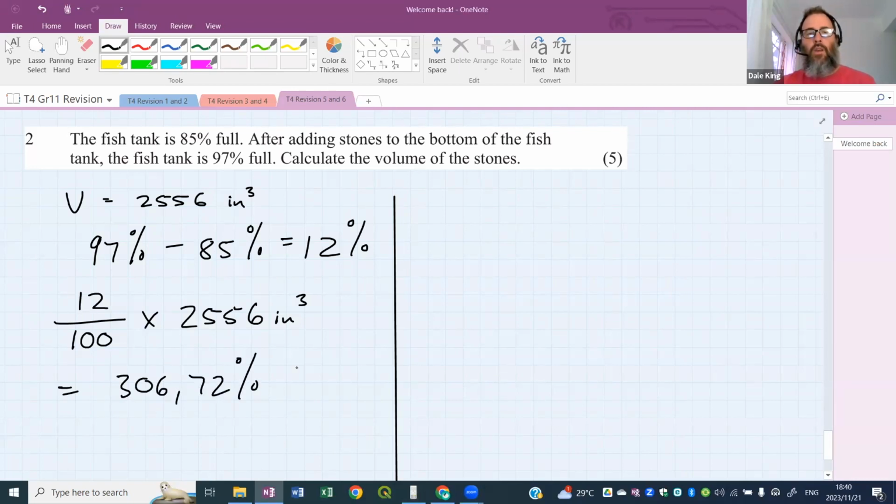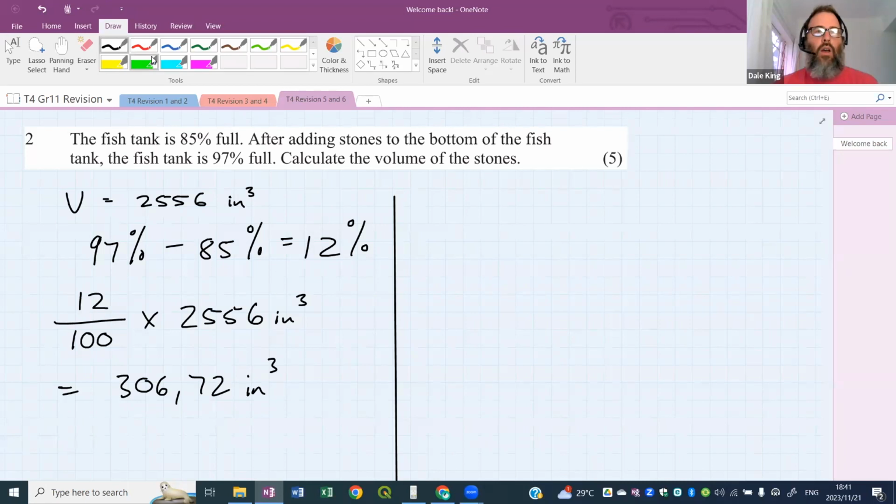306.72. Now, often when you put your answers on chat, there's a question mark there, like, I think it's this. Keon, that's a good question. I think you'll get all your marks for this. Sorry, it's not a percent, it's cubic inches. There's nothing wrong with this answer. Absolutely get your marks for this.